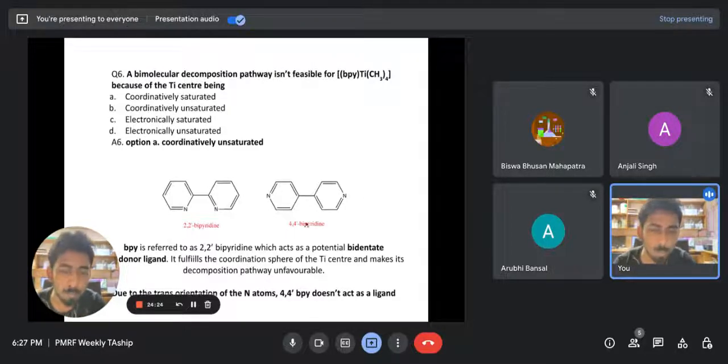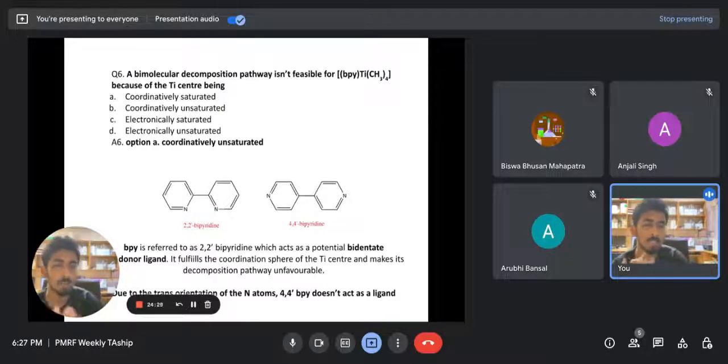So this 4,4'-bipyridine is not acceptable as a chelating ligand in our coordination chemistry. When we denote bpy or bipyridine, this is nothing but 2,2'-bipyridine. So we will talk about this only. So bipyridine is a potential bidentate ligand.